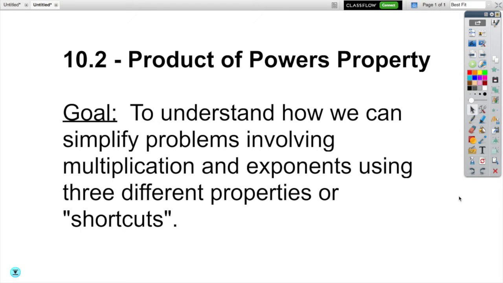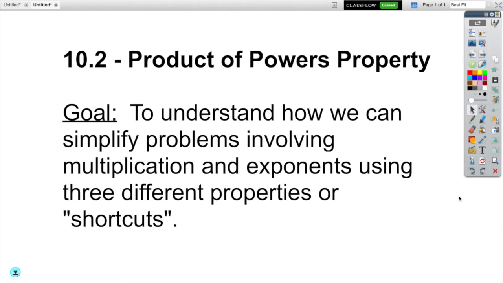Hi everybody. Today we're going to be talking about lesson 10.2, product of powers property. Our job today is to understand how we can simplify problems that specifically involve a lot of multiplication and exponents. Now, unlike what the title says, we're actually going to be learning three different properties, and in some cases we'll even be calling them shortcuts, and you'll see why in a minute. So we're going to start the video.